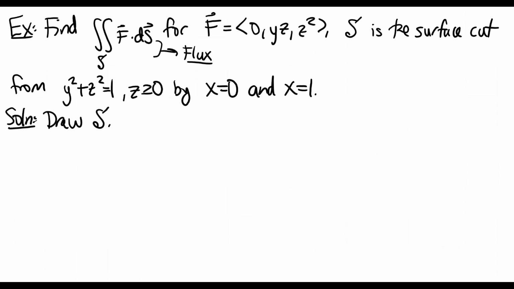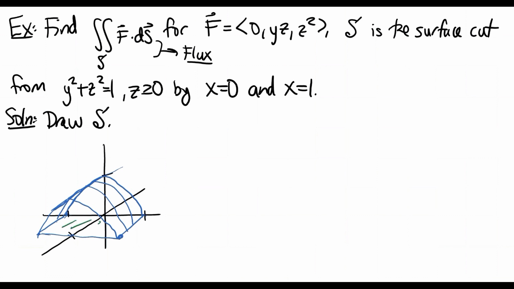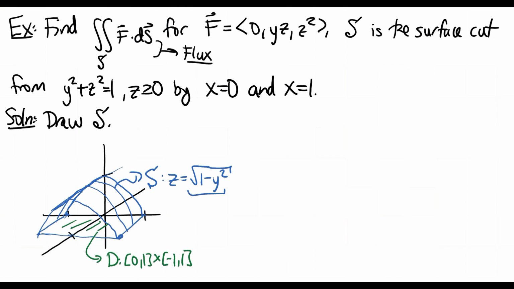First, let's draw S. S looks like a tunnel running along the x-axis. The region we'll integrate over for x and y is the rectangle running from x = 0 to x = 1 and y = -1 to y = 1. Because it's only the top half of the cylinder, we can solve for z. z equals the square root of 1 minus y squared. This is our function g(x,y).